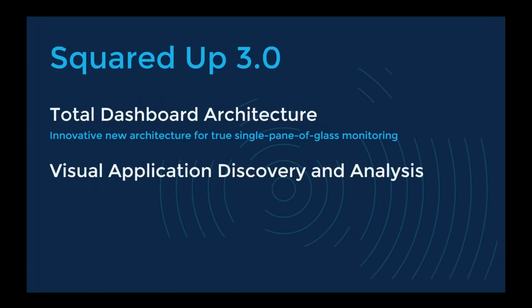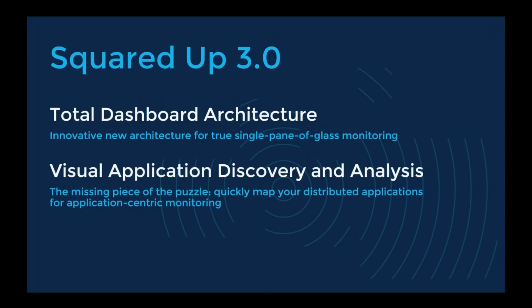The second great new feature we introduced with version 3 was visual application discovery and analysis, and this really speaks to that unified view around the common focus on applications. And this really is the missing piece of the puzzle. Before you have VADA, it's very, very hard to map out those applications and piece together the infrastructure into that map of your application. Now with VADA, we provide you a way to very quickly map your distributed applications and use that information, use the context of applications within your day-to-day infrastructure monitoring. So provide application-centric and application-aware infrastructure monitoring.